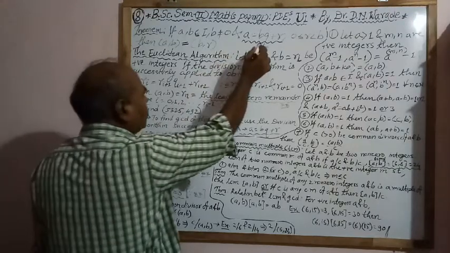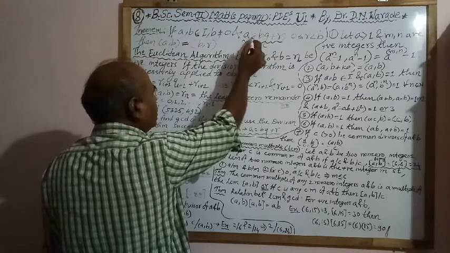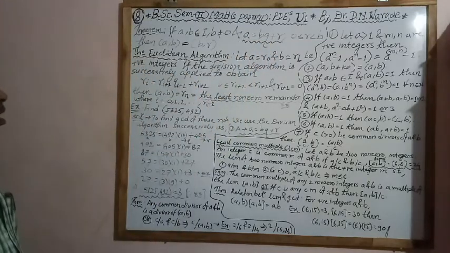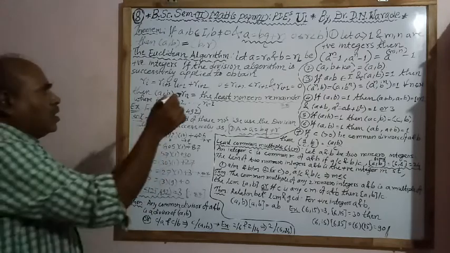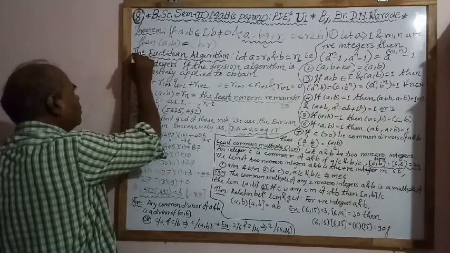In the division algorithm, you know that a is divided by b. We have the quotient q and remainder r, where the remainder r lies between 0 and b. Then we see the Euclidean algorithm.